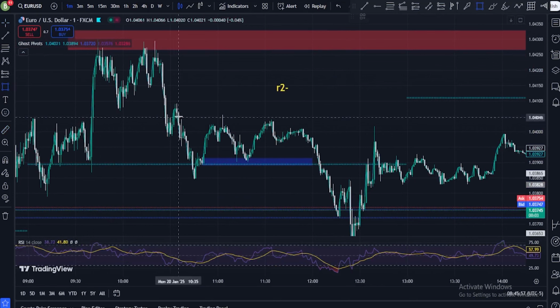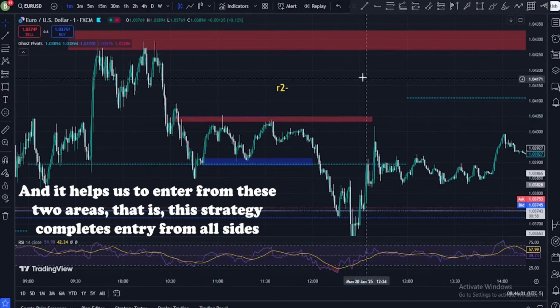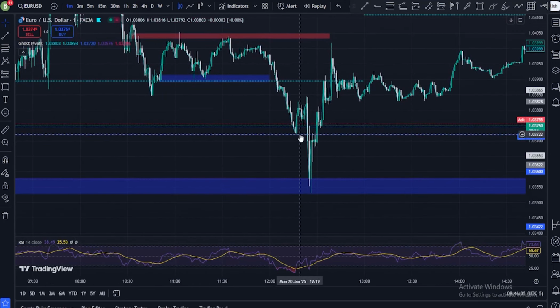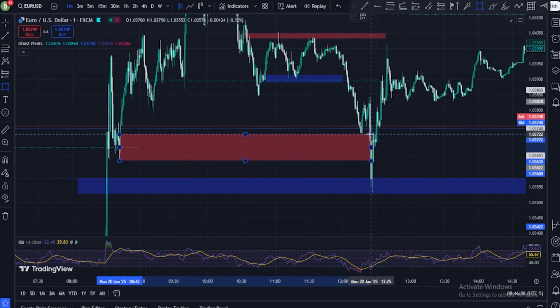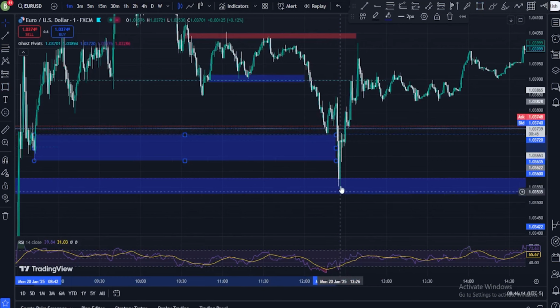C. Fibonacci alignment. 1. Plot Fibonacci retracement levels from recent swing highs to swing lows, or vice versa. 2. Look for confluence where Fibonacci levels overlap with pivot points or ghost pivots. These areas are high probability reaction zones.